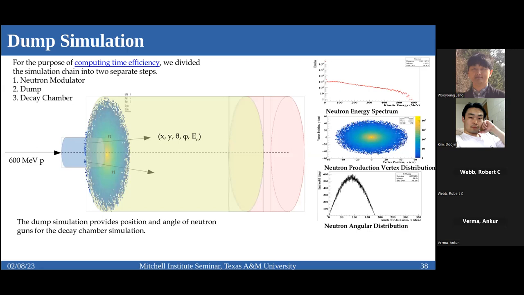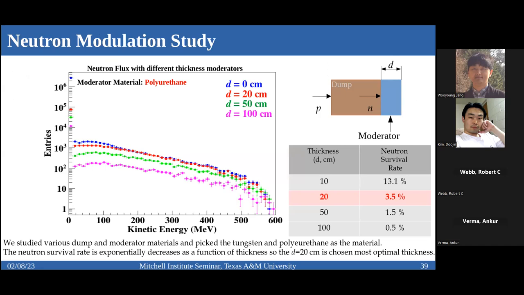And also, in order to control the amount of neutrons from the dump, we put some moderator material surrounding the dump material. We studied different types of material, but polyurethane was chosen to be the most effective. We also studied various thicknesses of the polyurethane, and it turns out the neutron survival rate as a function of thickness shows exponentially decaying behavior. So we chose 20 centimeters as the optimized moderator thickness.